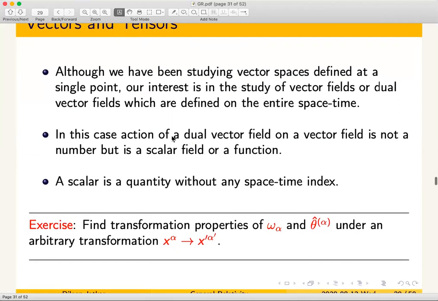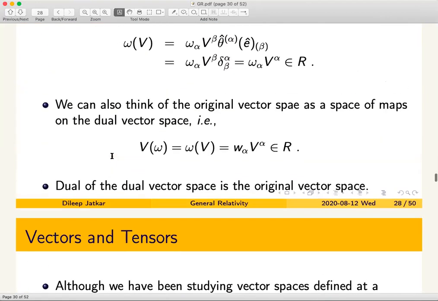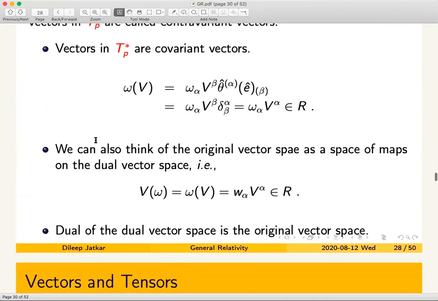Okay. So although we have been studying vector spaces defined at a single point, we would be interested in vector fields and dual vector fields which are defined on the entire space-time. In this case, the action of a dual vector field on a vector field, unlike the way we had defined it for dual vectors and vectors which are defined at a particular point, gives you a number.